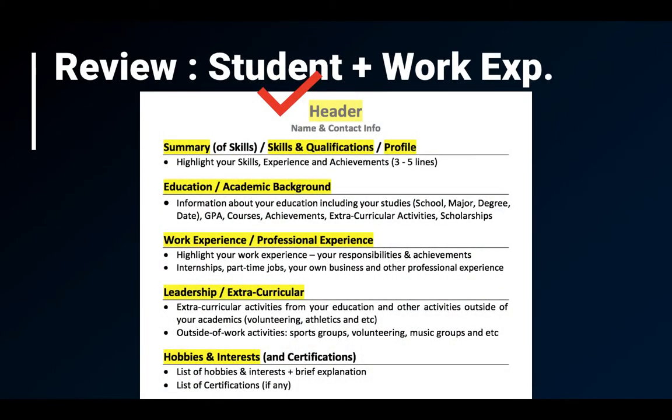So let's quickly recap. If you're a student with some work experience, and when I say work experience, I mean leadership, significant part-time experience, or running your own business, you're going to have your header followed by your summary, where you have 3 to 5 lines of your skills, experiences, and achievements, your information about your education, followed by your work experience from those internships or part-time jobs, and your leadership experience, or extracurricular, we can also call it. So these are the activities outside of your education, and finishing off with your hobbies and interests.